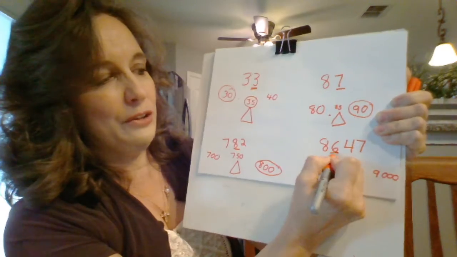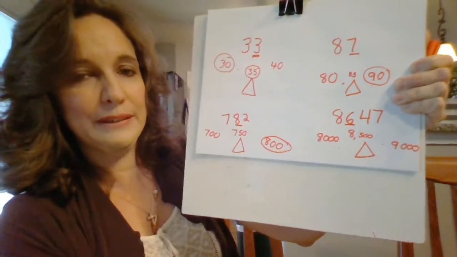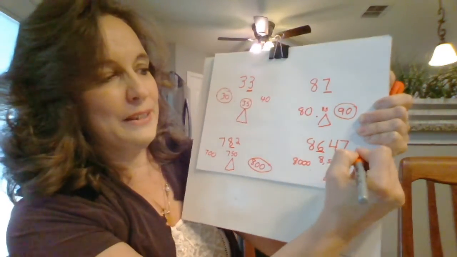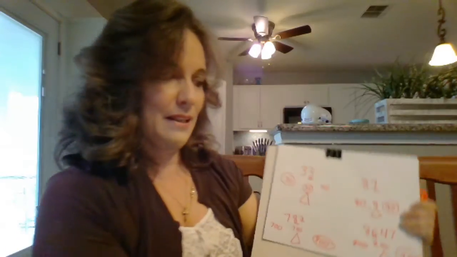So let's look in the hundreds. Is 8,600 past 8,500 or before it? It's past, so this number is closer to 9,000. It's not really hard, and I know that you can do this.